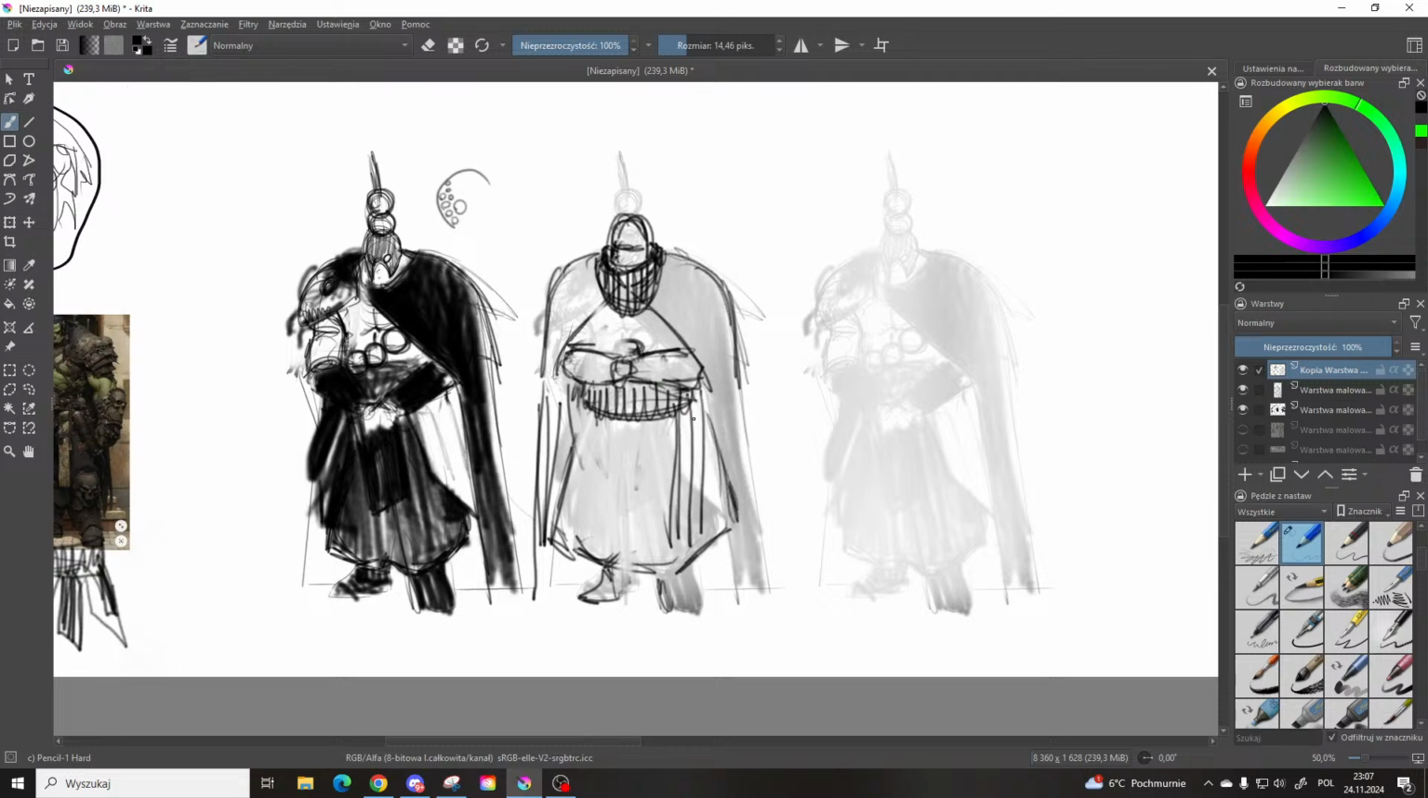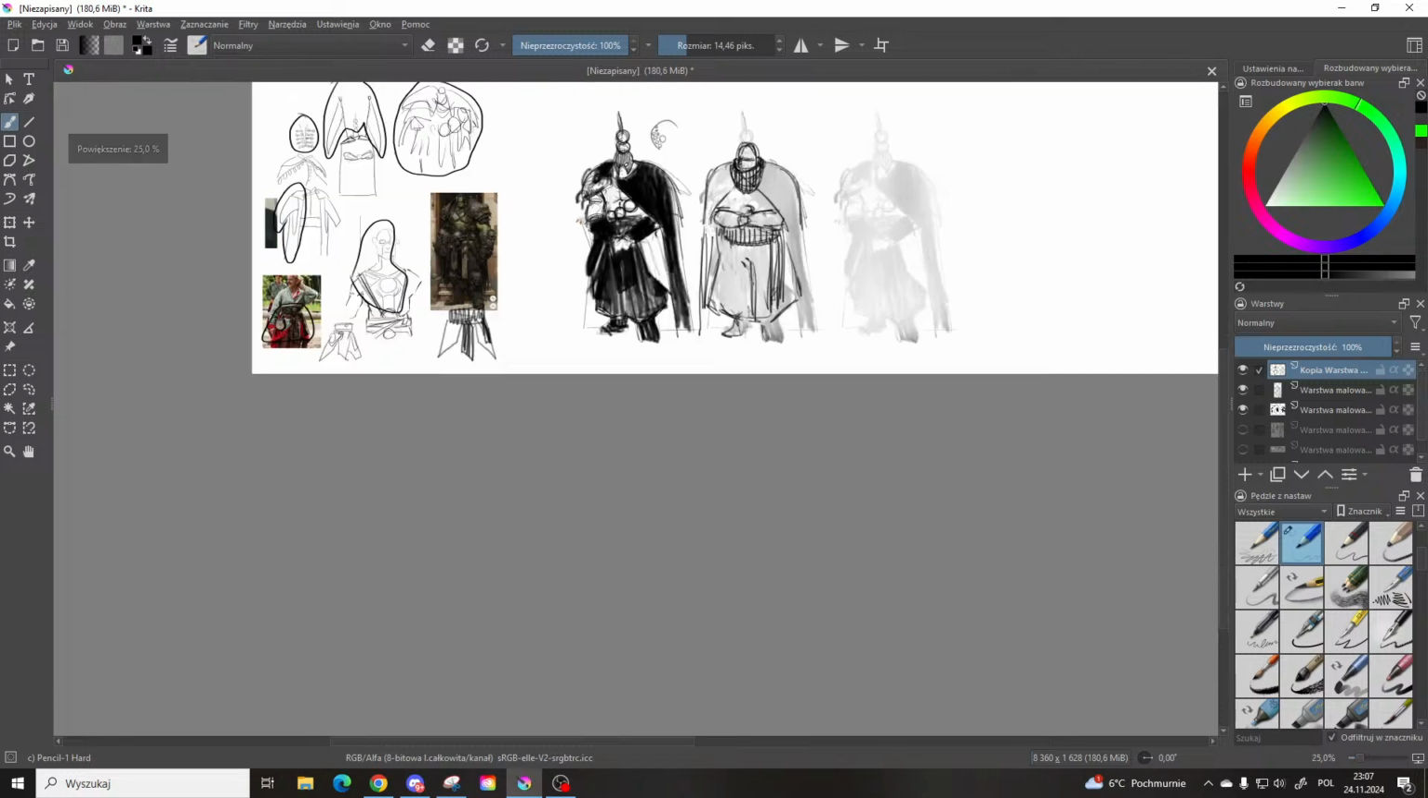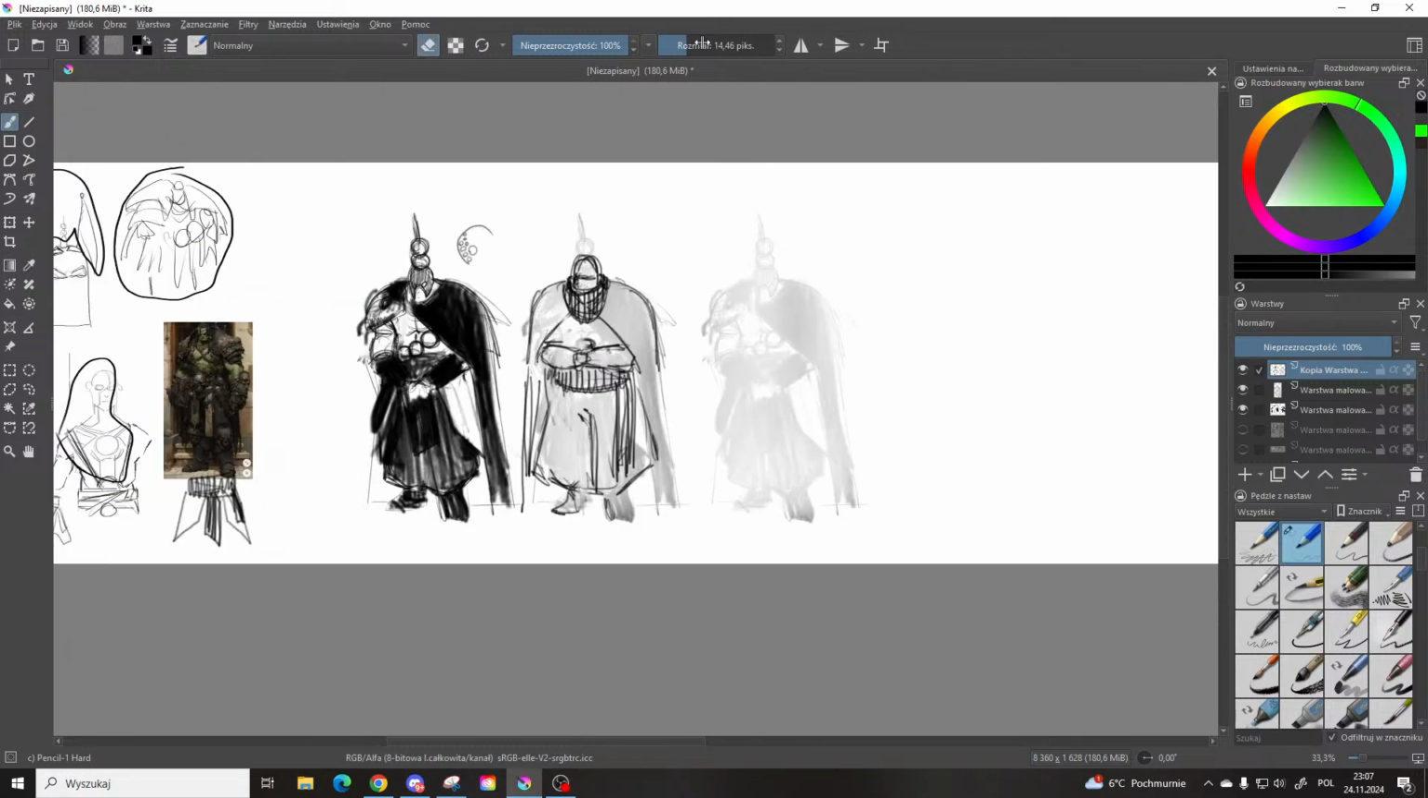Maybe I will do this time the belt to the side instead. Let's see what will happen. I don't like this pants at all. Nah, this sucks.